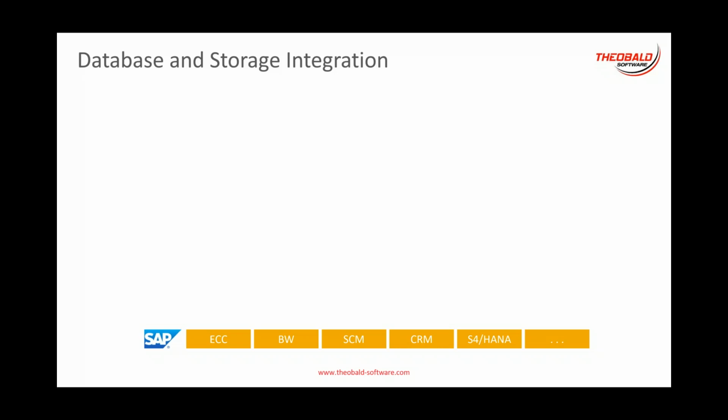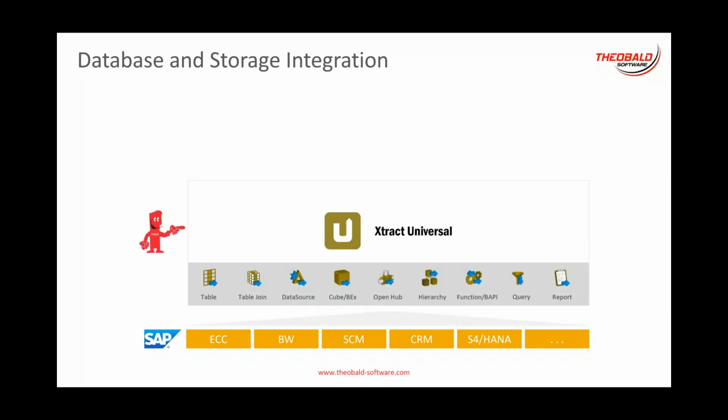So for any of these environments, we have a solution called Extract Universal. And Extract Universal is a product that comes out of the box with today 9 different data source types for SAP, or 9 different extractors. This is also a growing list of extractors depending on where we see opportunity or need by customers to connect to specific sources in their SAP system.